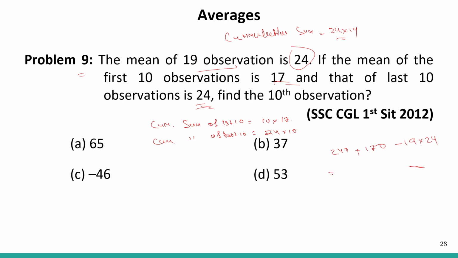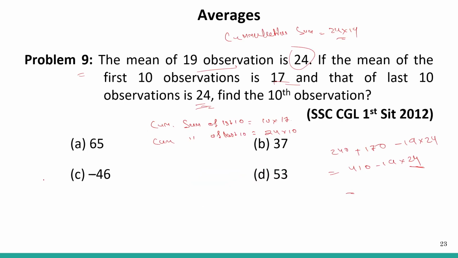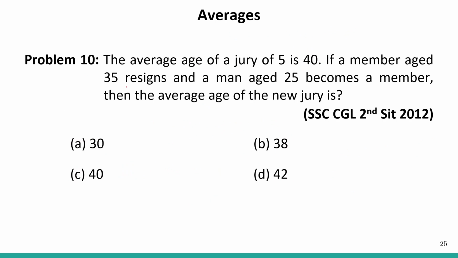So there was a slight mistake here. This will be equal to 410 minus 19 into 24, which is equal to minus 46. Okay. So the answer will be minus 46 down here. Okay. So this will be the correct answer. 53, 37, these are all wrong answers. So let's see problem number 10.